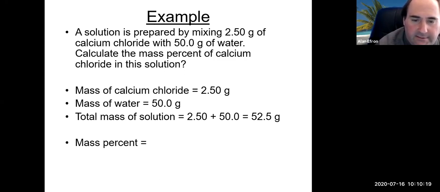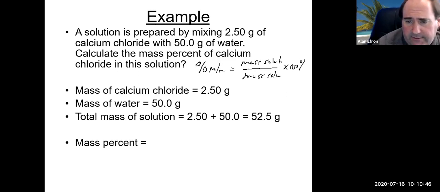So since we got some of it here, let's talk about what's going on in this question. A solution is prepared by mixing 2.5 grams of calcium chloride with 50 grams of water. We want to calculate the mass percent, which is our mass of the solute divided by the mass of the solution times 100%.